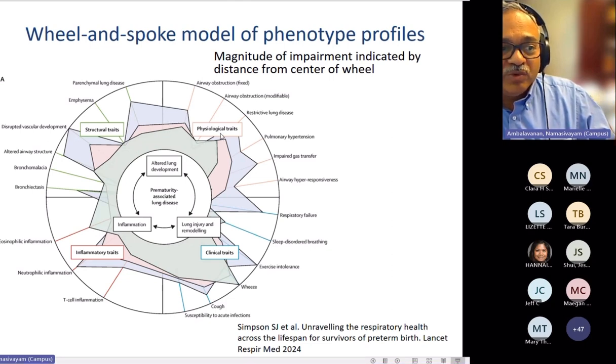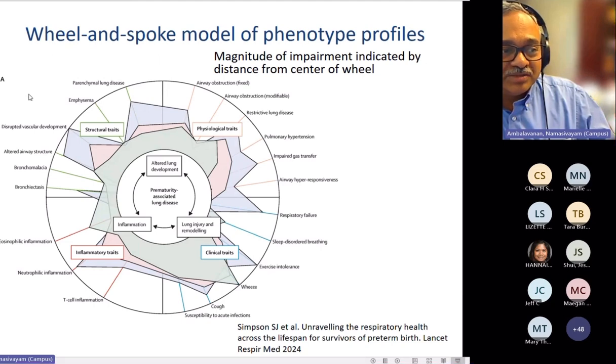Whereas the top right quadrant is the physiological traits. That is, is there physiologic airway obstruction? Is there pulmonary hypertension? Is there impaired gas transfer, and so forth? And the bottom right is clinical traits, such as is there sleep disordered breathing? Is there respiratory failure? Is there wheezing? Is there cough, and so forth? And the bottom left is inflammatory traits. That is, is it eosinophilic inflammation or neutrophilic inflammation or T cell inflammation?